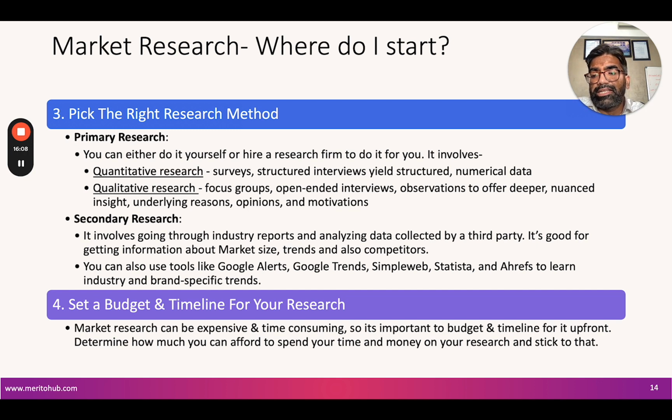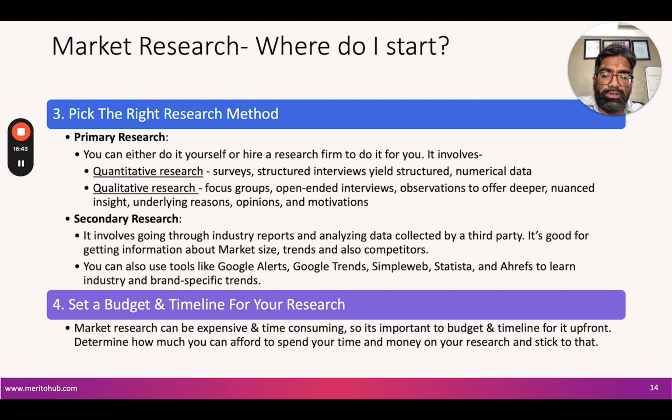Then there is secondary research. It involves going through industry reports and analyzing data collected by third parties, right? Like the increase in population trends, or if you wanted to look at how much is the adoption of certain technology, right? You cannot do it from primary research. You can look for reports which talk about these, and you can easily get them through secondary research. Then there are tools like Google Alerts, Google Trends, SimilarWeb, Statista, where you can learn about industry and brand specific trends that are happening.